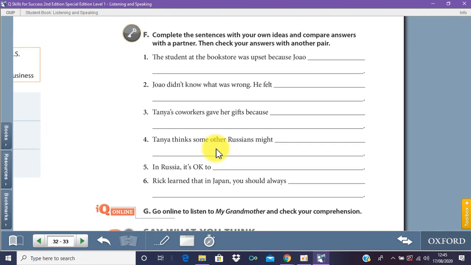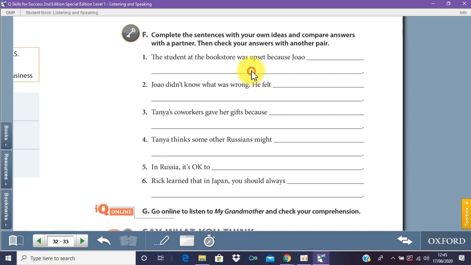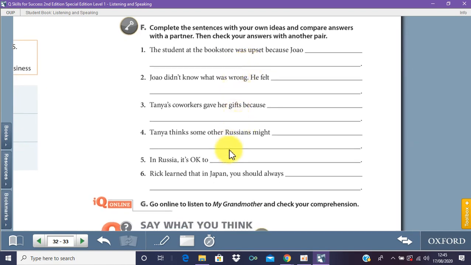If you go to page number 33, on this one, you can do this yourself. It's very, very simple. It says here, complete the sentence with your own ideas and compare the answer with a partner. Now, because you're working alone, you don't have to work with the partner. You can just make your own sentence up, okay? So I'll give you question number 1, for example. The student at the bookstore was upset because Juan stood too close to him, okay? And you can come up with new answers yourself there, okay?